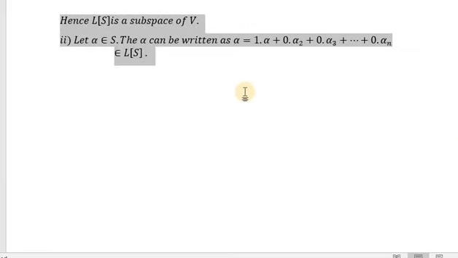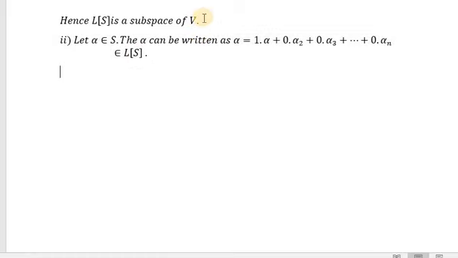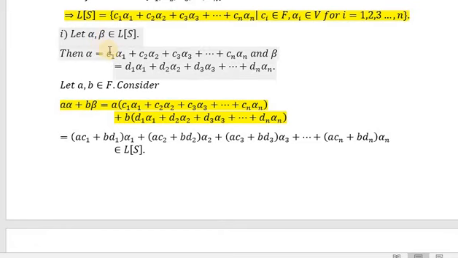Hence the linear span is a subspace of V. We took alpha and beta, two elements belonging to the linear span set. Then alpha is a linear combination of alpha 1, alpha 2, alpha 3, and beta is also a linear combination, D1 alpha 1 plus D2 alpha 2, and so on, Dn alpha n. If you consider a, b belongs to F, then a alpha plus b beta is nothing but a into C1 alpha 1 plus C2 alpha 2, and so on, Cn alpha n, plus b into D1 alpha 1 plus D2 alpha 2, and so on, Dn alpha n.